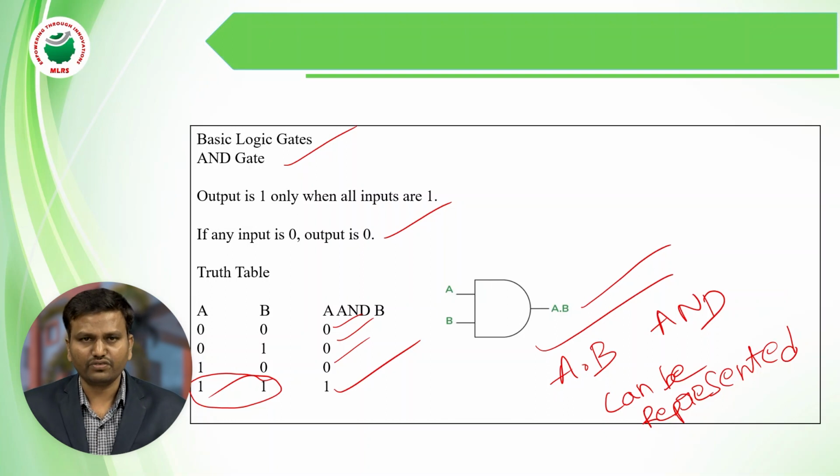When we are getting outputs, A is 1 and B is 1, it means the output is 1. And the next gate we'll see.